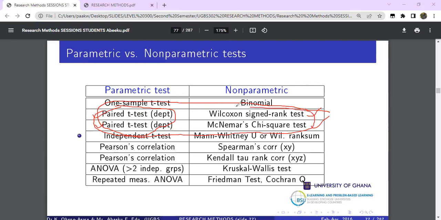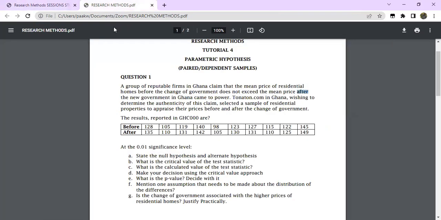Our focus is today. Then the next session we will learn the independent test. It's non-parametric. We will not learn the parametric test for the independent; you will learn the non-parametric test, that's the Mann-Whitney U or Wilcoxon rank sum test. So, do you have any question before I move on to the tutorial set? We have some examples here under the paired or dependent samples.